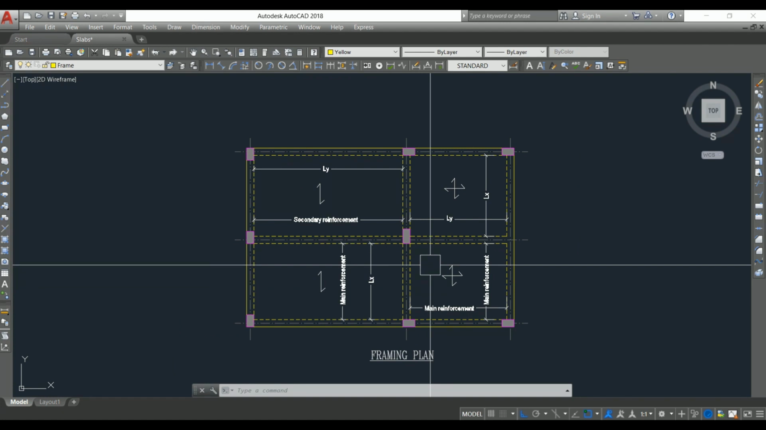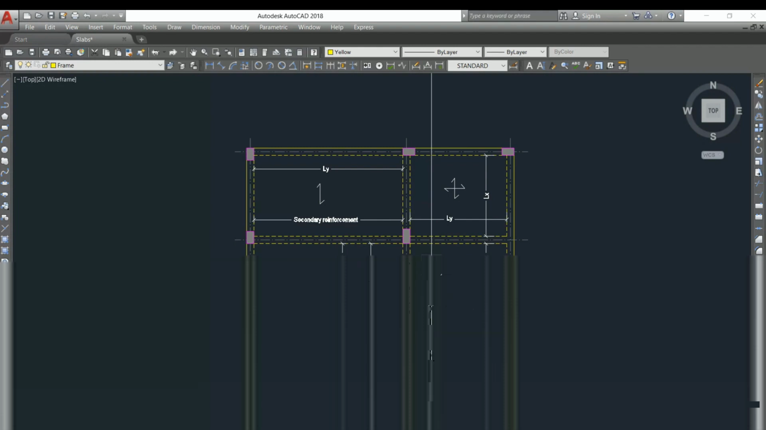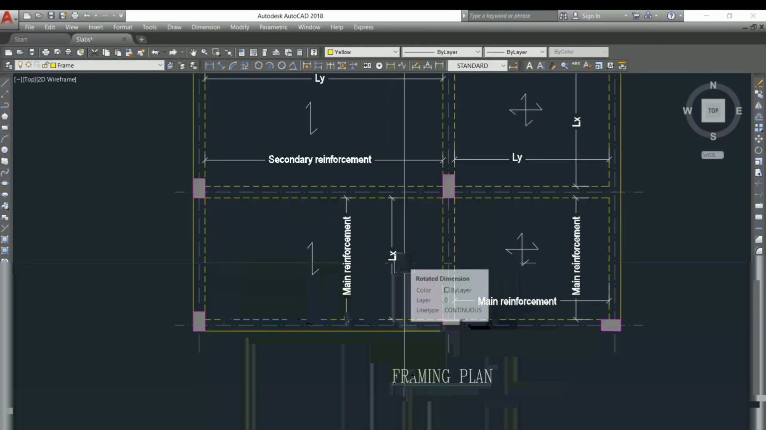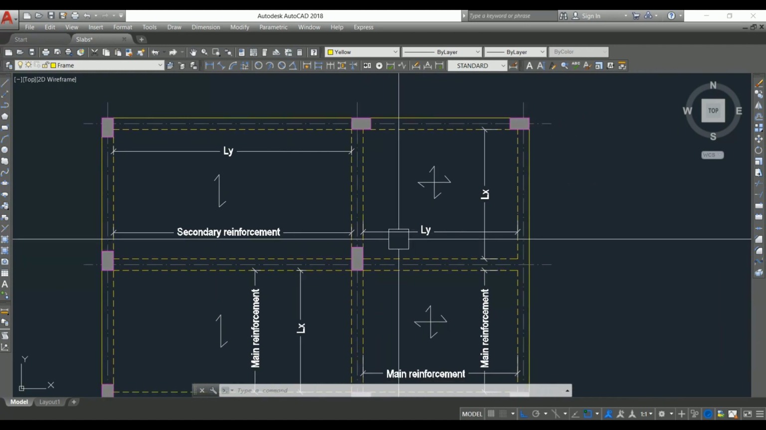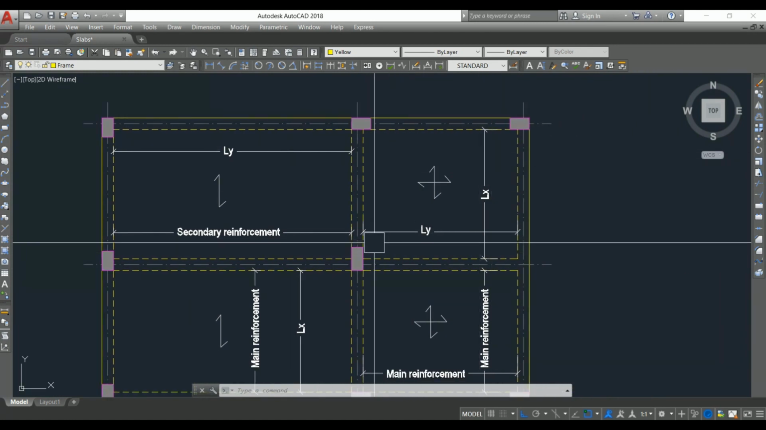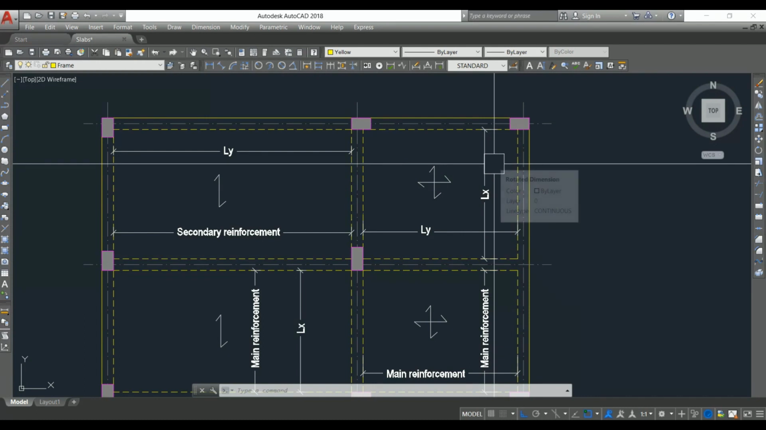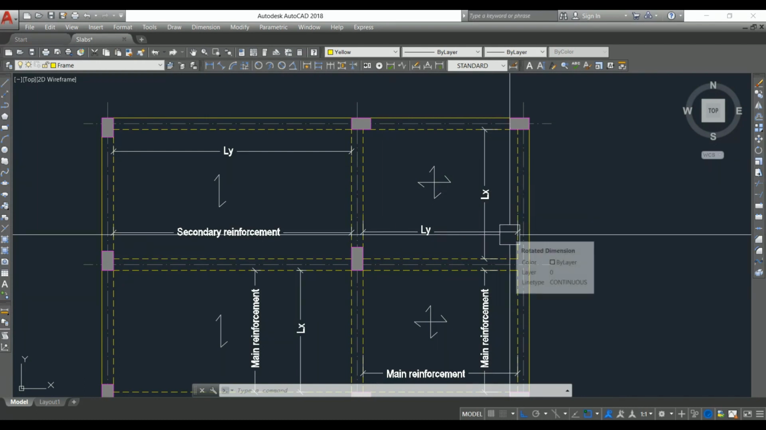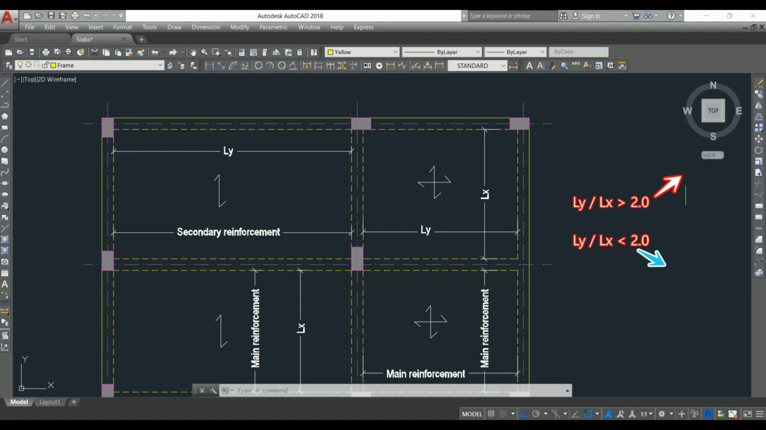According to the load distribution, we have two types of slabs. One is one-way slab and another one is two-way slab. So how do we identify which is one-way slab and which is two-way slab? Generally, we have the slab dimensions, that is LX and LY. LX is the shorter dimension, LY is the longer dimension. If LY by LX is greater than 2, then it is one-way slab. If LY by LX is less than 2, then it is two-way slab. So in this way you can identify which is one-way slab and which is two-way slab.